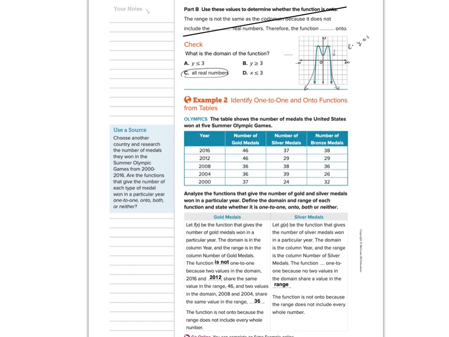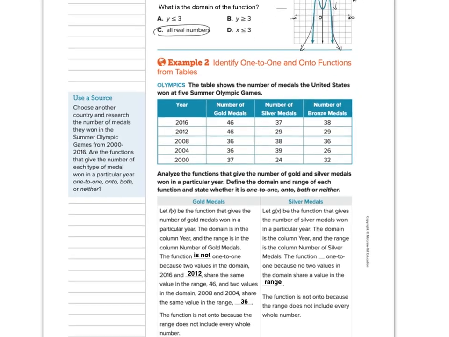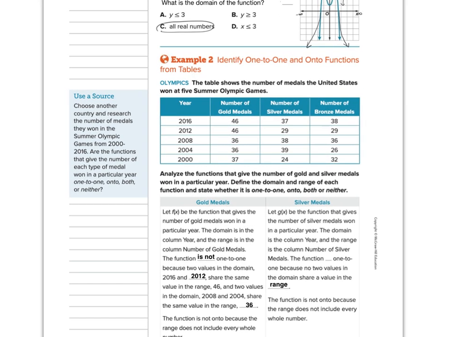Let's see here, analyze the functions that give the number of gold and silver medals won in a particular year, and define the domain and range of each function and state whether it is one-to-one or both or neither. Let's just think about the function. f of x is the function that gives the number of gold medals won in a particular year. The domain is the year. Here is my input, here is my output. So what they're saying is this is my domain. These would be my x values, right? And then my gold medals would be the number of gold medals that were presented in that year.